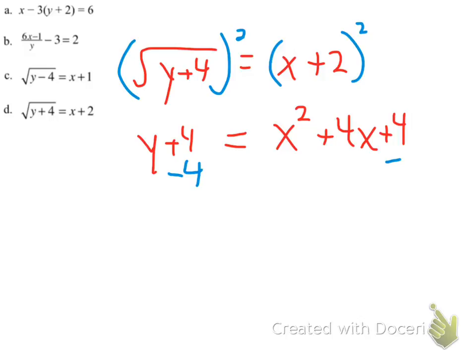Now solving for y, I'm going to subtract 4 from both sides, and I'm going to end up getting y equals x squared plus 4x. Those make a 0. So that is now solved.